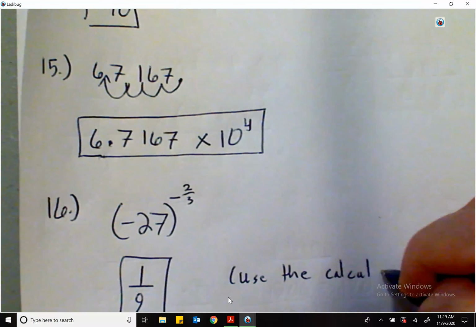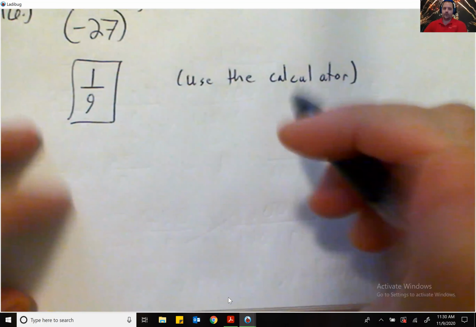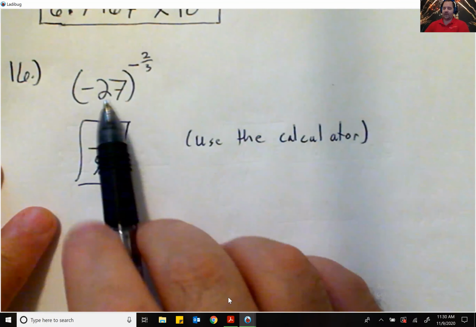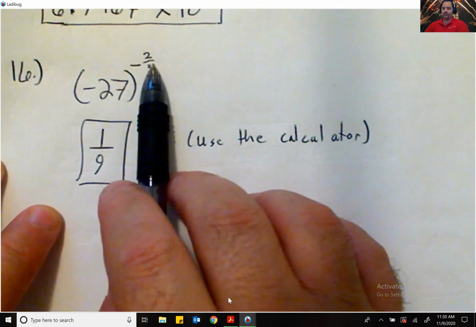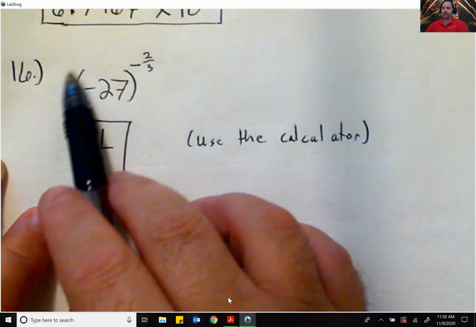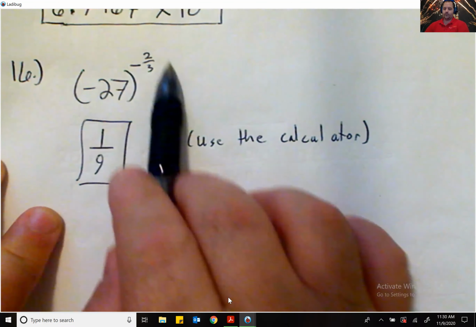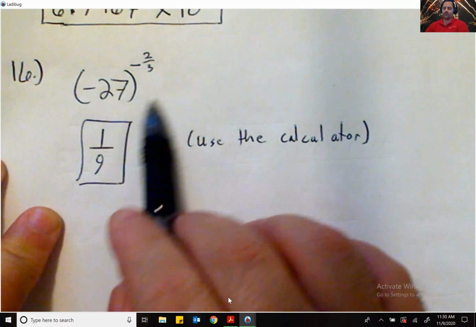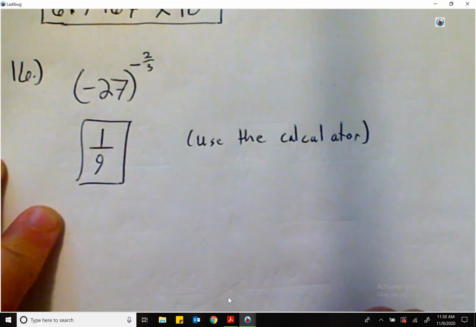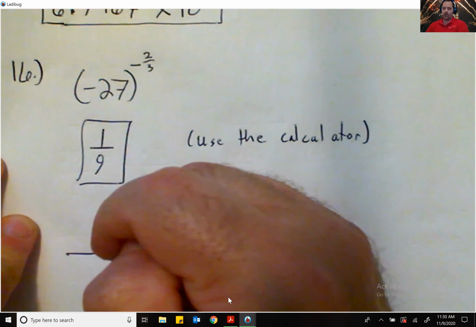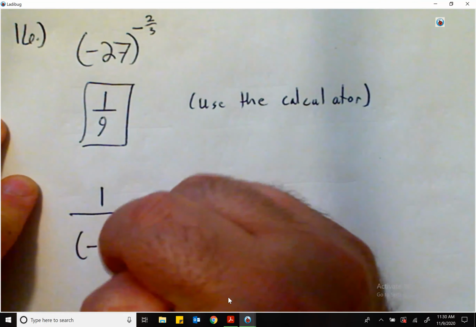Use your calculator. But if you're doing it by hand, this is what you should know. First off, whenever you have a negative exponent, that means they move. Right now, this is in the numerator of a fraction. Where does it have to move to? The denominator. So you get a 1 on top, and all of this moves down below, and the exponent becomes positive.